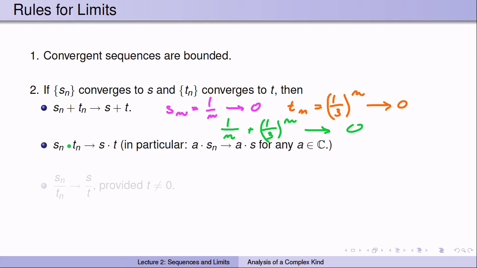Another fact is that Sn times Tn will converge to S times T. So I could have multiplied these two sequences, or any other two convergent sequences, and their product will converge to the product of the limits. In particular, I can multiply a convergent sequence by some number, and that new sequence will converge to the old limit times that number. I can also form the quotient of two sequences, and it will converge to the quotient of the limits. Obviously, I can't divide by zero, so I can't do that for the example we're looking at above. 1/3 to the n is no good. It converges to zero, and so zero in the denominator is not something that we would want. And so here we would need another example, something that converges to 1, for example.